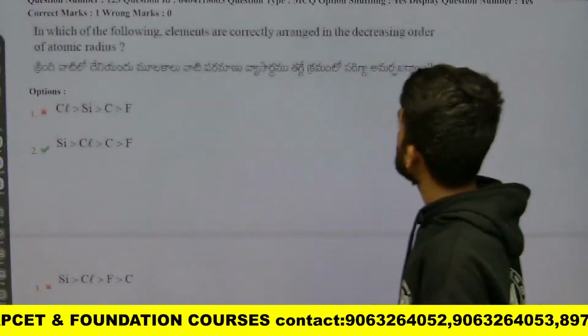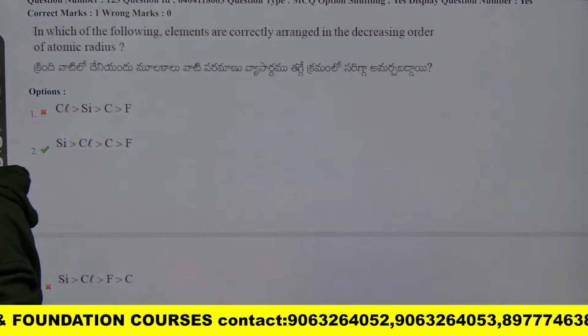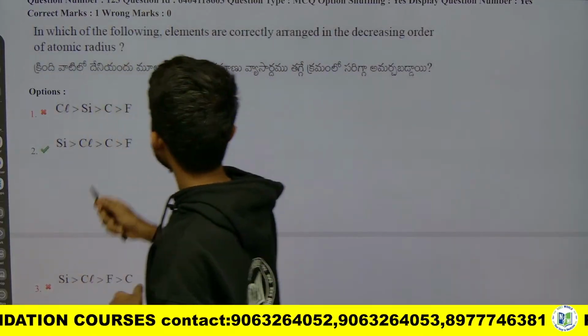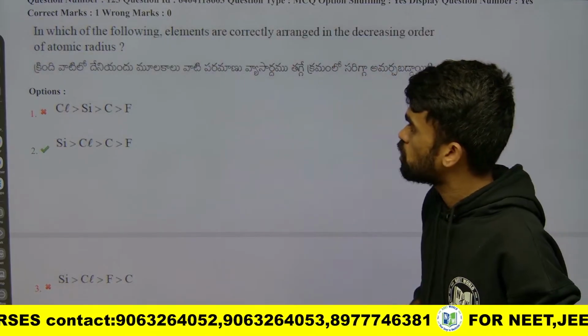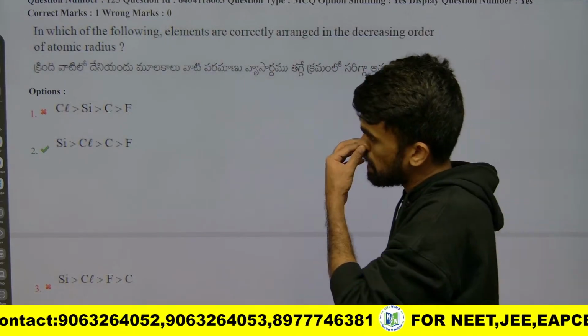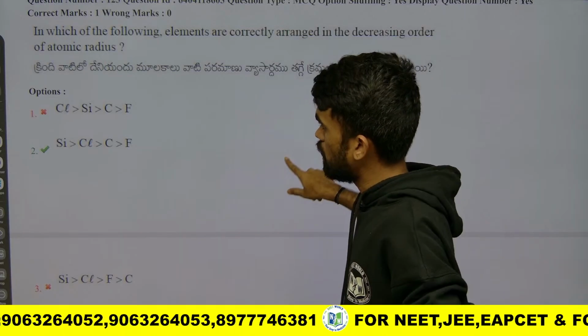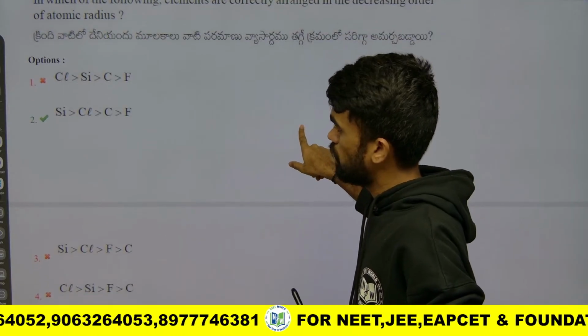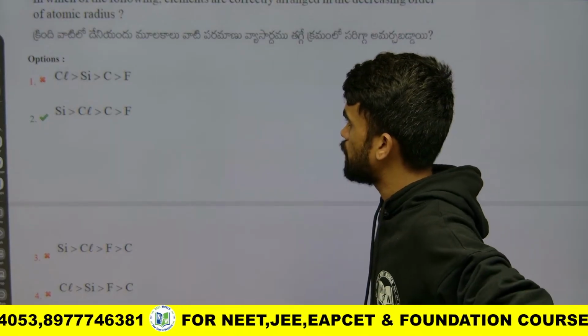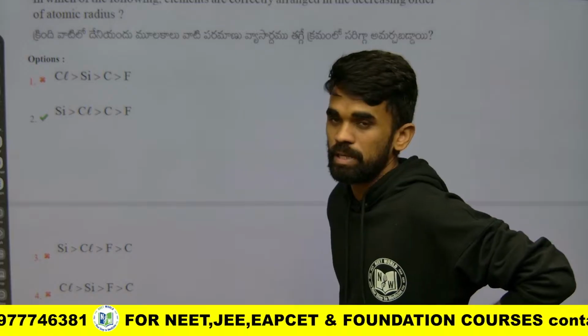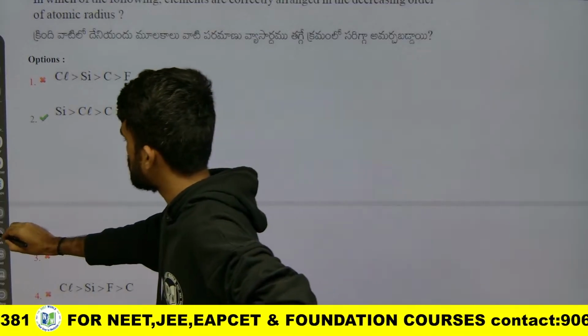Which of the following elements are correctly arranged in the decreasing order of atomic radius? These are elements from the periodic table, right? Look into it. Two elements are from the second period and two elements are from the third period. So how can we answer this question?